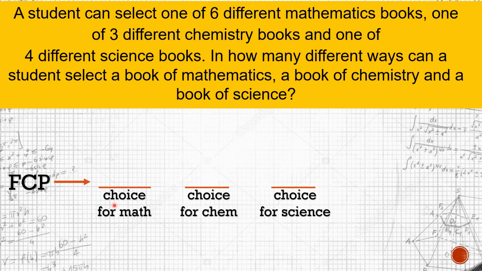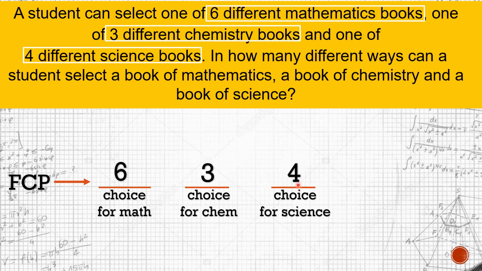So, ilang beses siya pwedeng mamili ng math book? Pwede siya mamili ng 6 math books. Pagpili ng chem book, 3 ways. At pagpili ng science book ay 4 ways. So, multiply lang natin sila lahat. 6 times 3 times 4, that is equal to 72 ways siya pwedeng mamili ng math book, chem book, at science book.